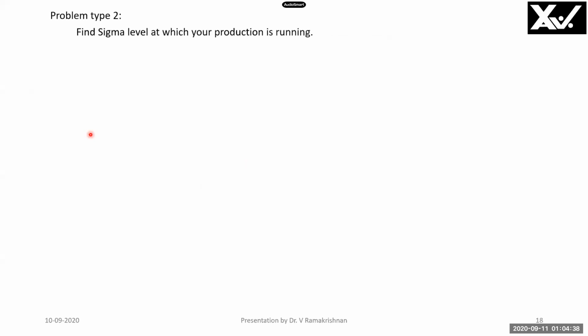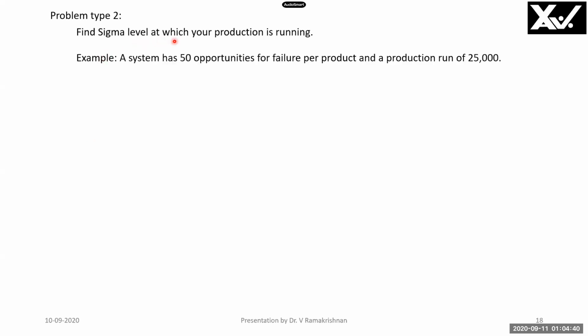Now we'll see problem type 2. Here, find the sigma level at which your production is running. A system has 50 opportunities for failure per product. Defects per opportunities for error is 50 per product. Production run is 25,000, right? So if you find 48 defects in the above setup, when there are 50 opportunities of failure per product, production is 25,000 and defects observed are only 48, then what is your sigma level? We will see that.